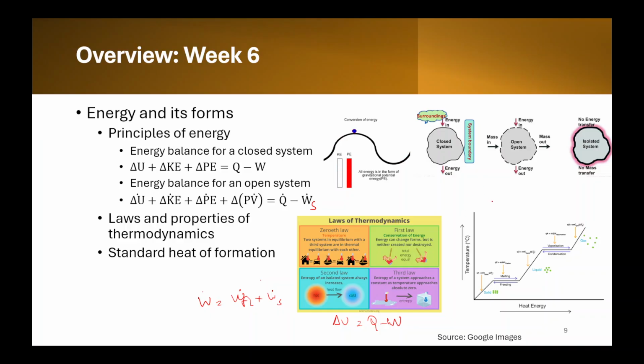Then we discuss the standard heat of formation basically. Standard heat of formation is basically the heat generated when 1 mole of some substance is formed at the standard temperature and pressure condition, which is 25 degrees Celsius and 1 atm pressure. For this definition, this is 25 degrees Celsius, and standard conditions are not STP. Standard conditions are 25 degrees Celsius and 1 atm.